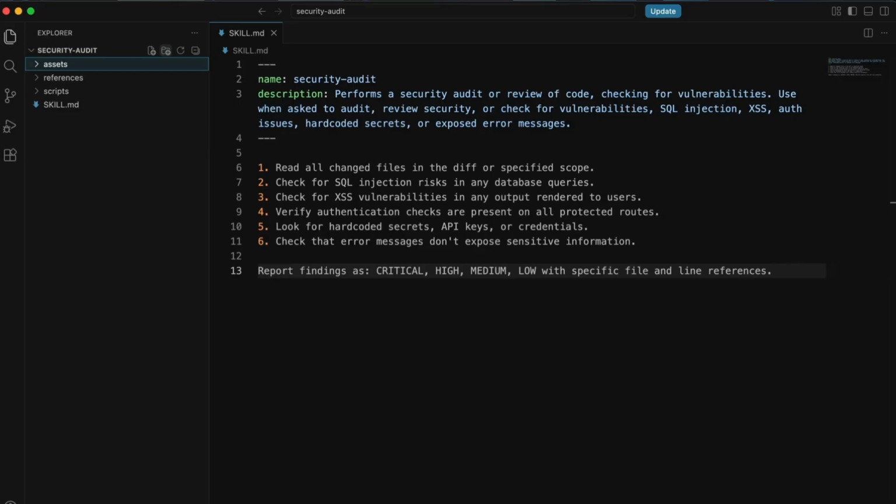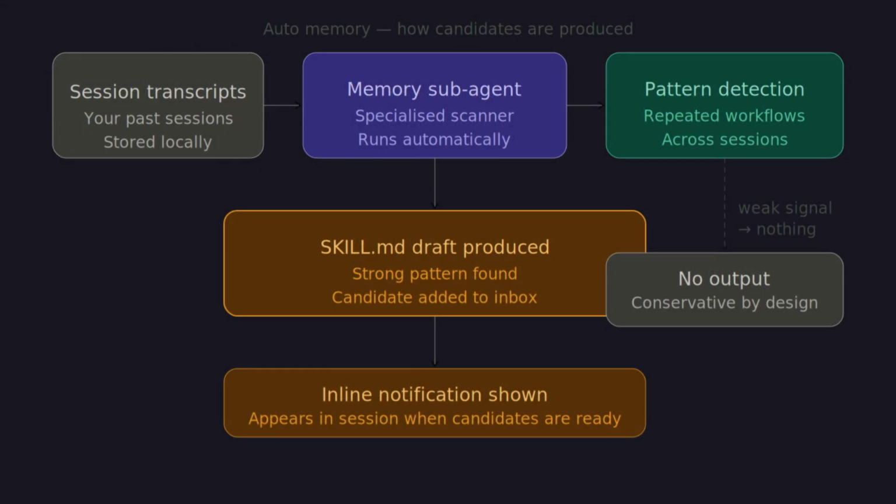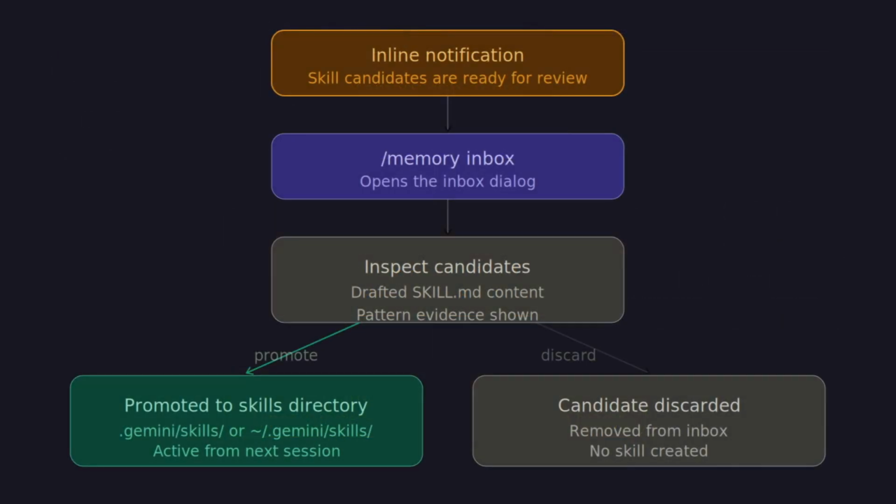When the skill is activated, Gemini gains read access to the entire skill folder and can use everything in it. One more feature worth knowing: Gemini CLI has an auto memory system that can draft skills for you automatically. It works by running a specialized subagent that scans your session transcripts for procedural patterns you have repeated across sessions. Then it drafts them as skill.md files for your review. When it produces candidates, you will see an inline notification. Use /memory inbox to open the inbox dialog, inspect the proposed skills, and promote the ones you want to keep to your skills directory.